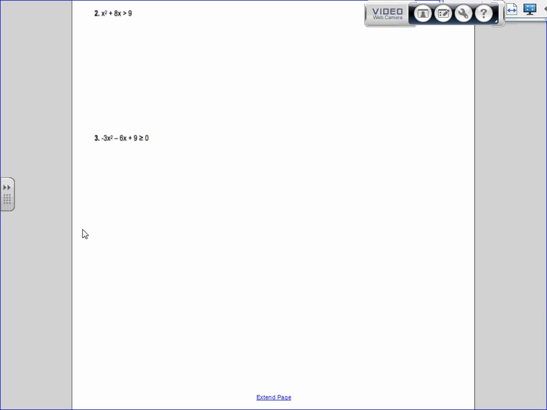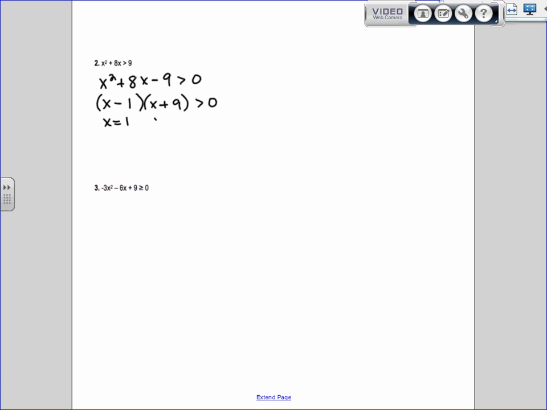Okay, so on the next one. So I have x squared plus 8x is greater than 9. So I'm going to have x squared plus 8x minus 9 is greater than 0. I'm going to factor. So I'm going to have x minus 1 and x plus 9. So I get x equals 1 and x equals negative 9 as my critical values. I put them on a number line, so negative 9 and a 1.